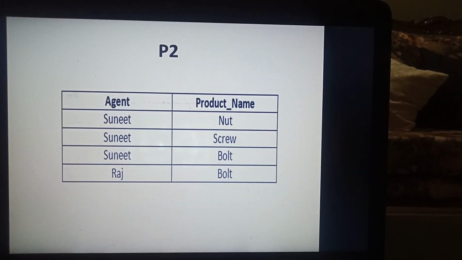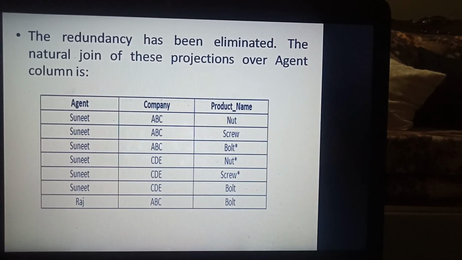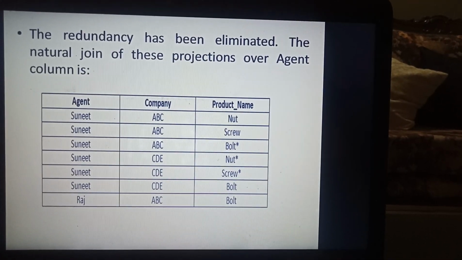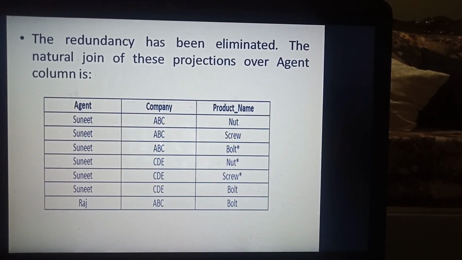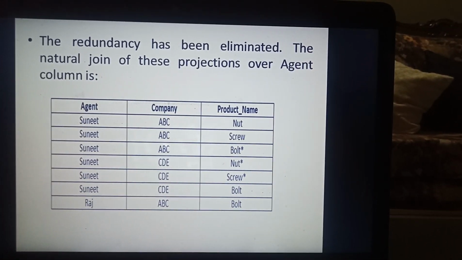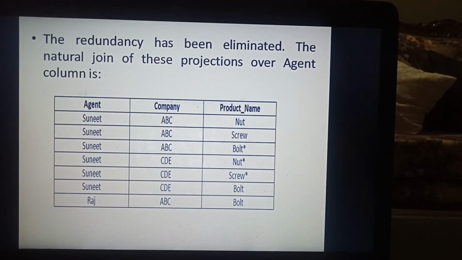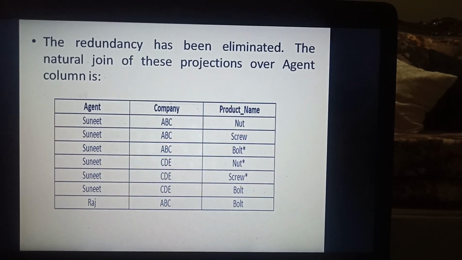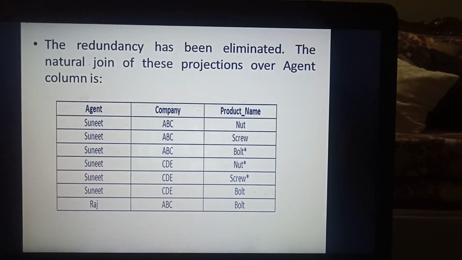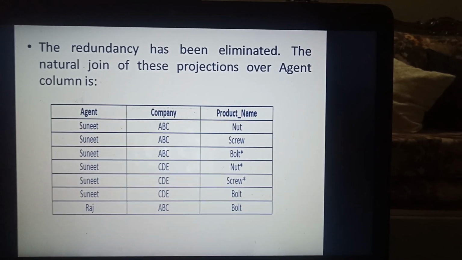So now if we join these two tables P1 and P2, if we apply natural join on these, the outcome will be this table. But as you see, there are asterisk symbols on some rows. It means that these are spurious rows or spurious tuples, which means this information is not correct. If we check the original table, these rows are not giving us correct information. So such rows are known as spurious rows or spurious tuples.